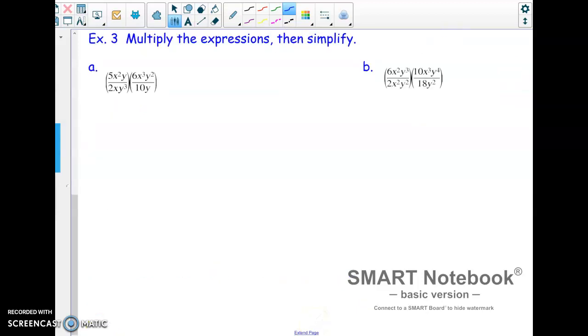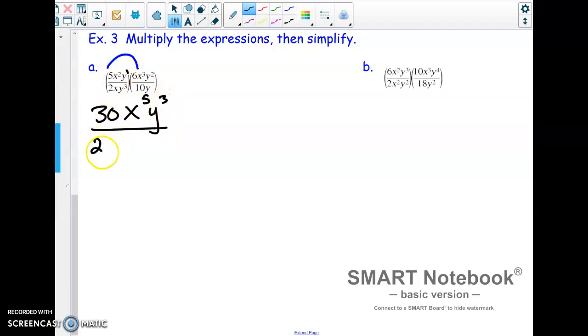So we're going to multiply our coefficients first. So we will multiply those first. So 5 times 6 is 30. And then when we multiply bases that are the same, we add those exponents. So x squared times x cubed would be x to the 5th. Y to the 1st, there's an understood 1, times y squared would be y to the cubed.